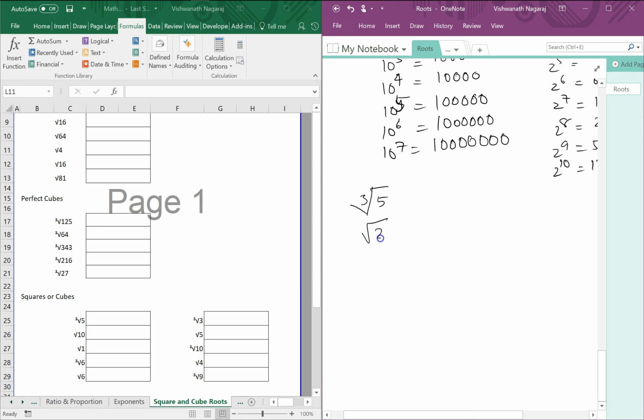Square root of 2, yes. So such examples we'll take up in the next session.